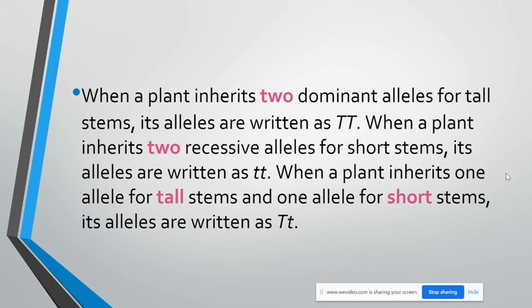So when a plant inherits two dominant alleles for the tall stems, it's going to have two capital T's. Then, when a plant inherits two recessive alleles, it's going to have two lowercase t's. But then when a plant inherits one allele for tall stems and one allele for short stems, it's written as a capital T, lowercase t. And that dominant allele always goes first because that's how we read it, and that just shows us which one is in charge.